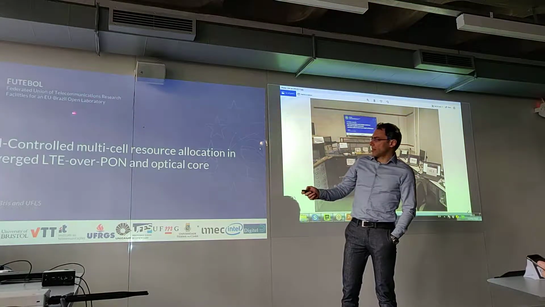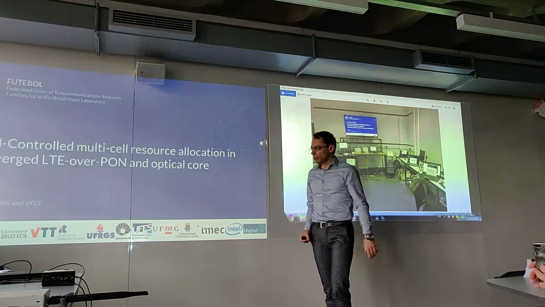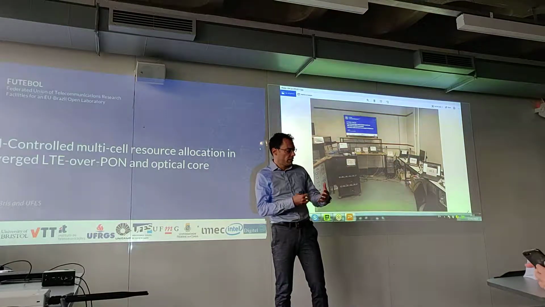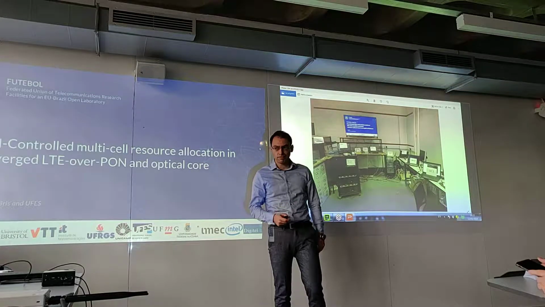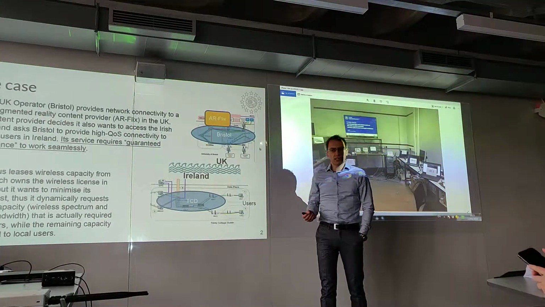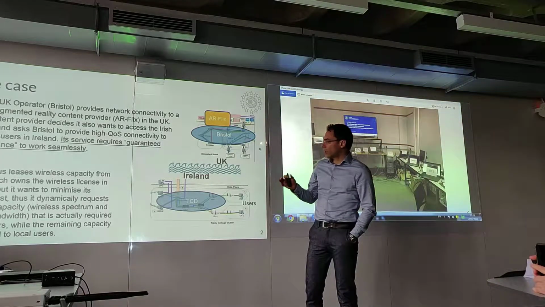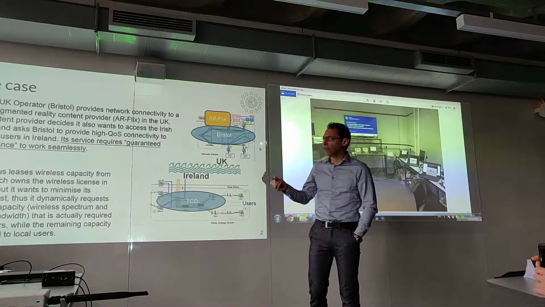So this system is about controlling multi-site resource allocation. We're going to show in a second, but we basically coordinate the wireless spectrum allocation together with the optical fiber allocation. First I just want to describe a use case, which is an example of how this could become of benefit today, but even more in the future.